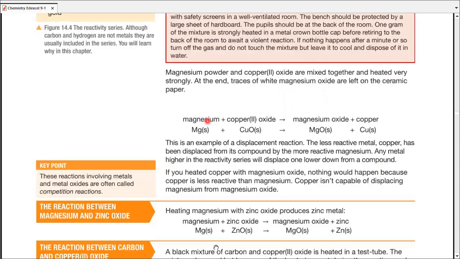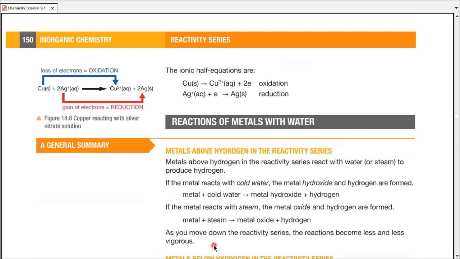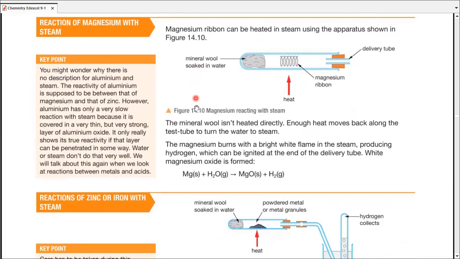There is an explanation box on the page that explains why there is no description for aluminum. Now, you might wonder why there is no description for aluminum and steam. The reactivity of aluminum is supposed to be between that of magnesium and that of zinc. However, aluminum has a very slow reaction with steam. This is because it is covered in a very thin but very strong layer of aluminum oxide that it forms with steam. Just like magnesium forms its oxide, aluminum tends to form its own oxide with steam.